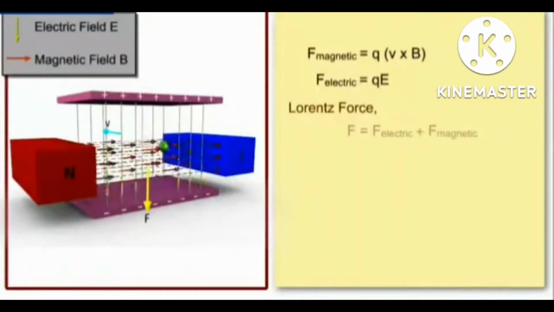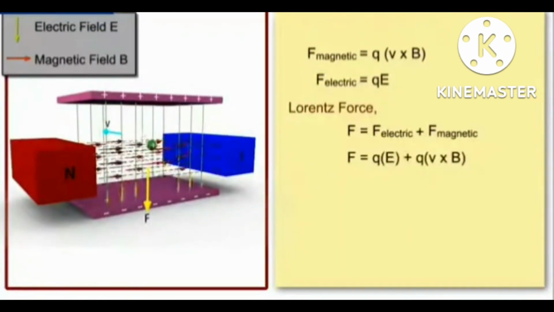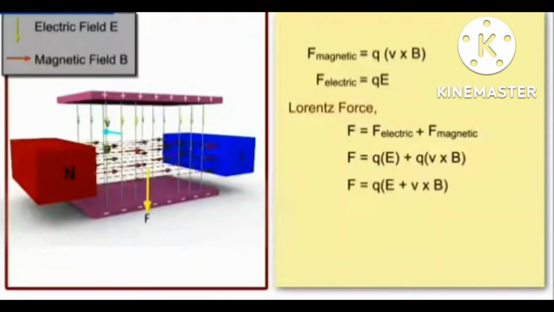Now Lorentz force is equal to the force due to the electric field and the force due to the magnetic field. So F equal to QE plus QV cross B, we can write. Taking Q common, F equal to Q times E plus V cross B.